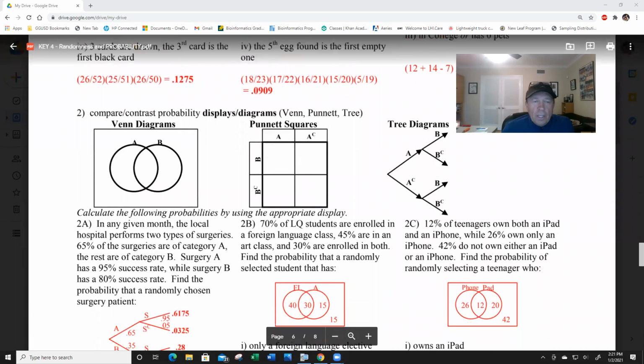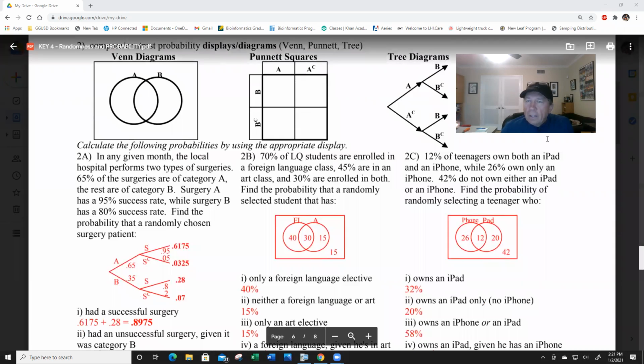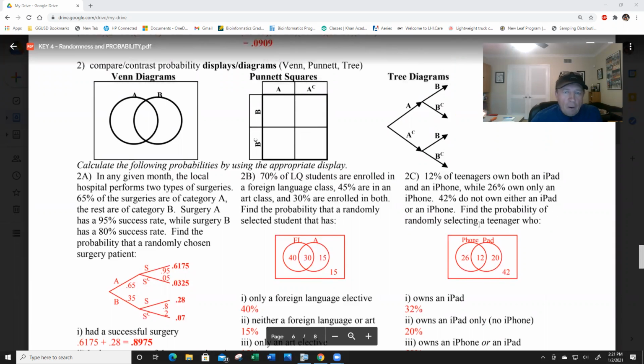Diagrams. Oh, I love these. I just absolutely love these. They are so fun to do. Okay, this is hard to fit on the screen, but we're going to give it a shot here.